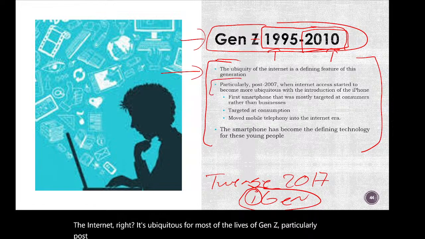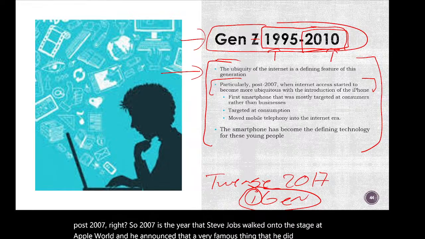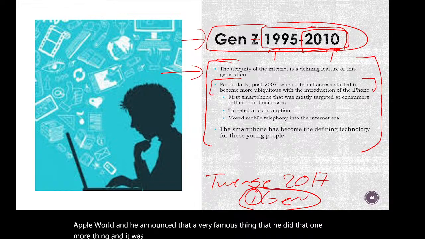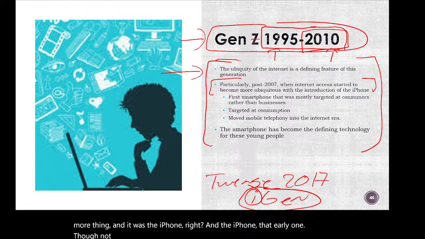So 2007 is the year that Steve Jobs walked onto the stage at Apple World. And he announced that very famous thing that he did, that one more thing, and it was the iPhone, right? And the iPhone, that early one, though not particularly impressive by modern standards, it really was the first smartphone targeted at consumers instead of businesses, right?